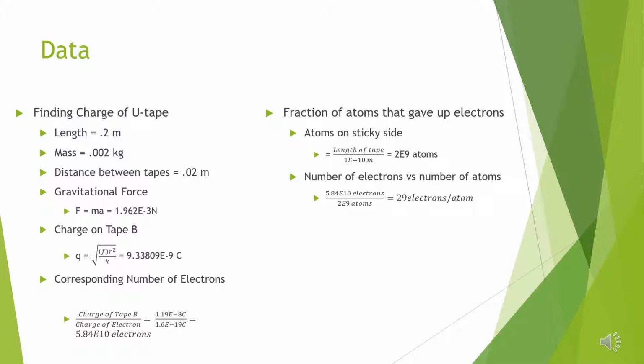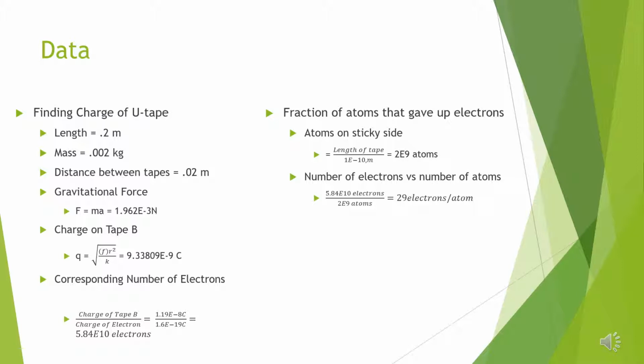So the actual data recorded per the handout was to first find the charge of the U-tape. The length of the tape was 0.2 meters, the mass was 0.00 kilograms, the distance between the tapes was 0.02 meters, and then the gravitational force was found using F equals ma as 1.962 e to the negative 3 newtons. The charge on tape was then found with that formula, and it's found as 9.33809 e to the negative ninth coulombs.